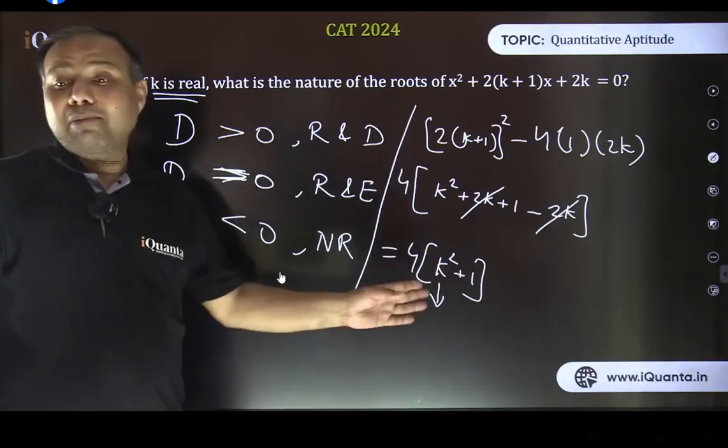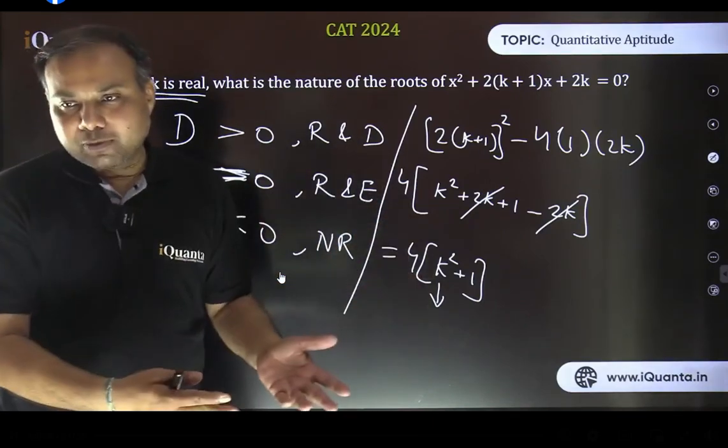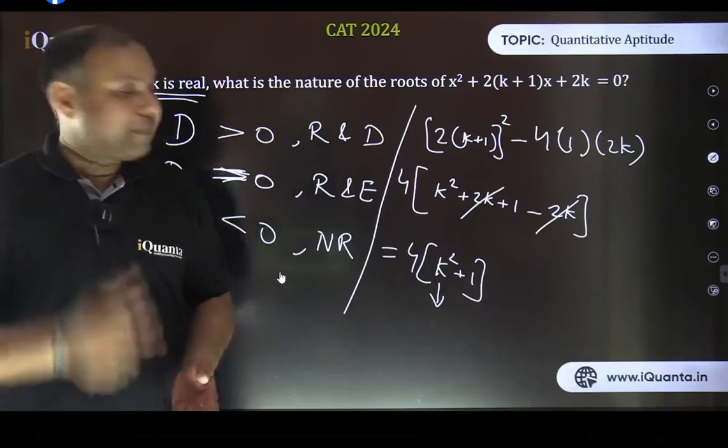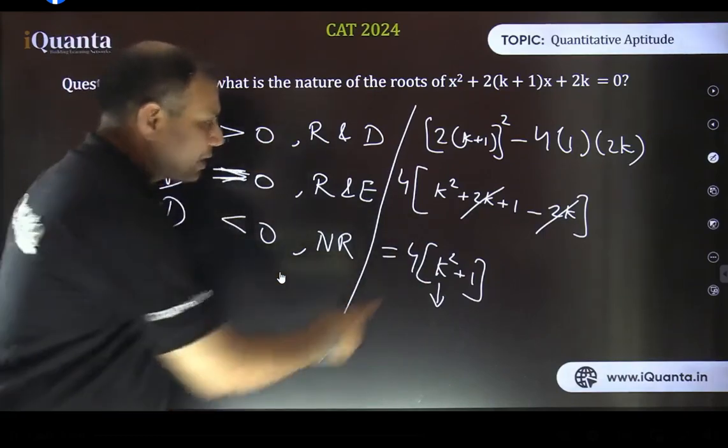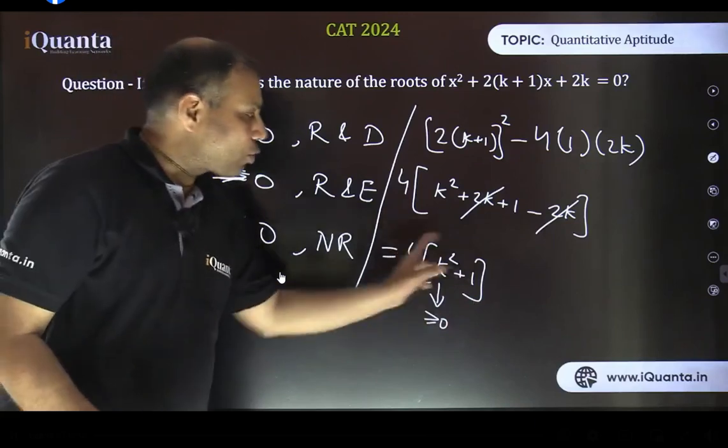Arey Baba, this is a real number. k can be negative or positive, whatever, right? So when I square it, a negative number will also become positive. Positive square to positive hoga hi. So the minimum value will be there when k becomes equal to 0. So in general, k square is greater than or equal to 0. Plus 1 is also there, so this total value is going to be greater than or equal to 1.